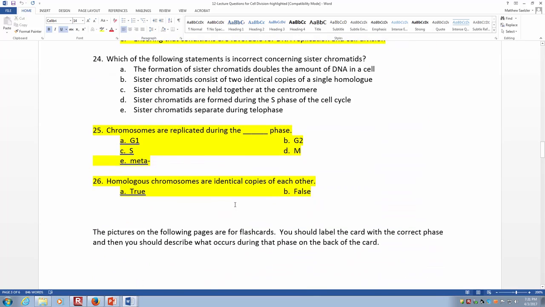Okay, 25, chromosomes are replicated during which phase? Right, S phase. And then 26, homologous chromosomes are identical copies of each other. That's false. So how would you describe the difference? Right, they can have different alleles, which are different forms of the same gene.